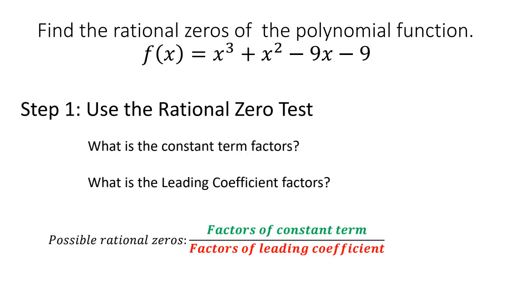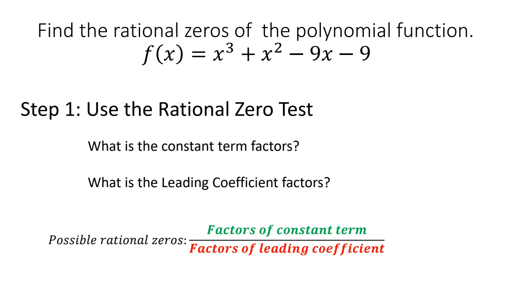So let's go back to our problem, where they told us to find the zeros without giving me one of the zeros. So I'm going to use the rational zero test to find the possible zeros. So on the first one, what is the constant term?